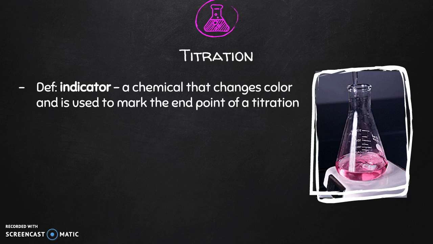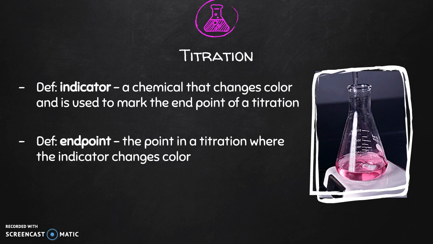An indicator is used in order for us to see when that equivalence point happens. And an indicator is a chemical that changes color at a particular pH. It's used to mark the end point of a titration. The end point is the point in the titration where the indicator changes color.